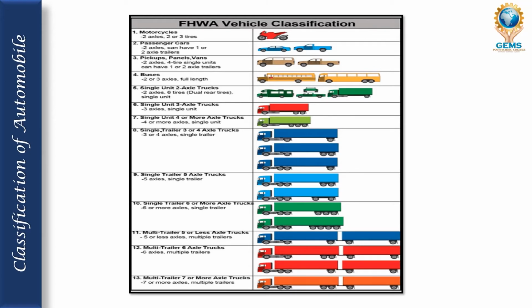See here, I'm showing a picture. Some classification of vehicle types I have given here. If you see motorcycle, passenger cars, and at the side pictures, it is given pickups, panel vans, buses, single unit 2-axle trucks, single unit 3-axle trucks, single unit 4 or more axle trucks, single trailer 3 or 4 axle trucks, single trailer 5 axle trucks, like that. It is shown in the picture here. So all these types of vehicles are the classification of vehicles also.